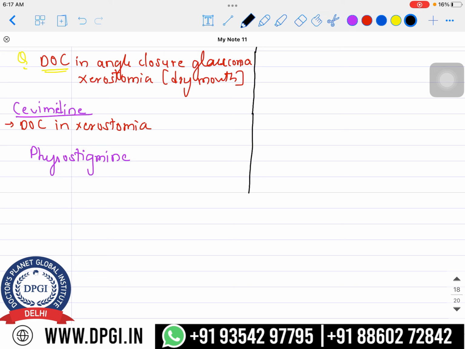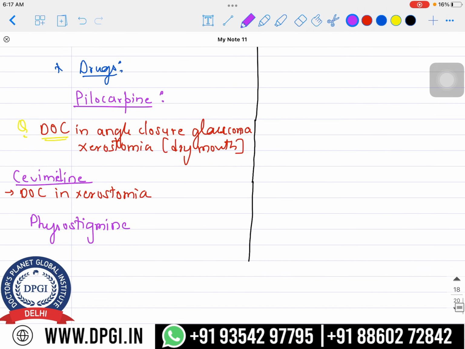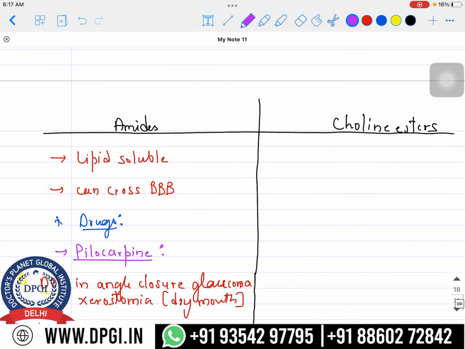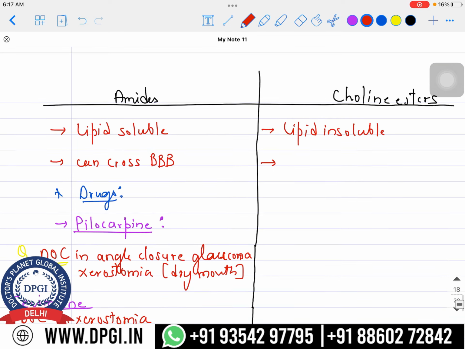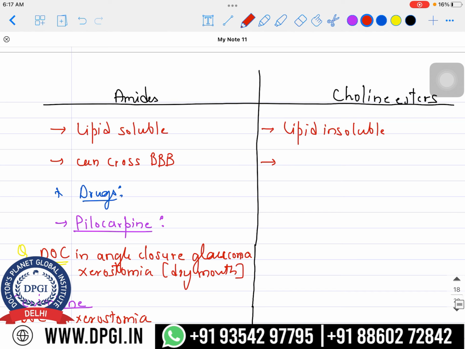Okay, so we have discussed pilocarpine, which you need to remember, cevimeline, and physostigmine. They are coming in the category of the amines. If you talk about the choline ester category, they are just opposite. Like amines were lipid soluble, these will be lipid insoluble. Meanwhile I'm writing, just tell me, will they be crossing the blood-brain barrier or not? Yeah, they will not be crossing the blood-brain barrier.